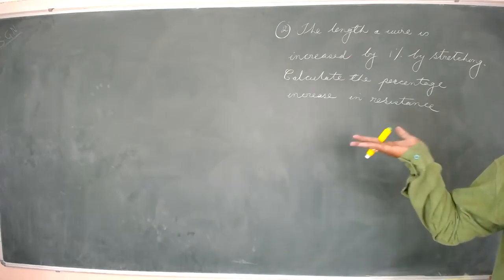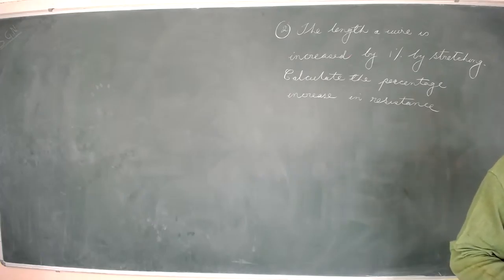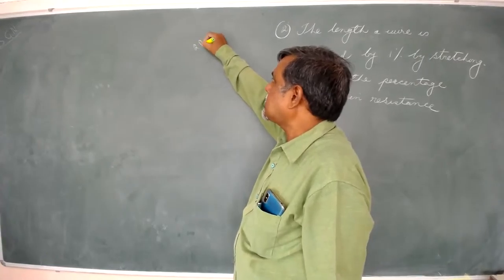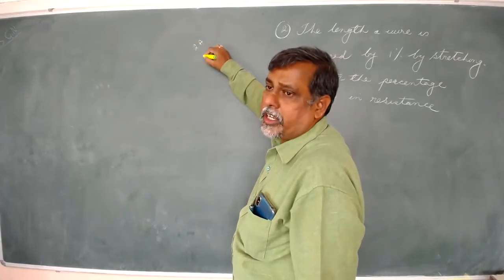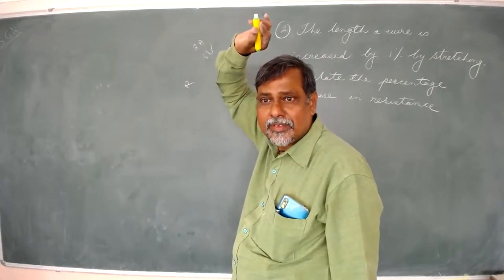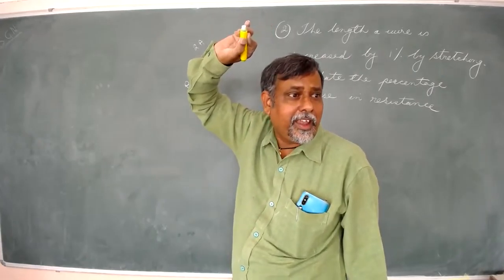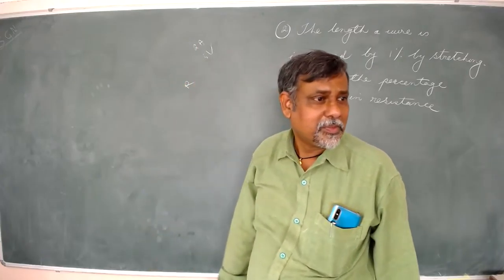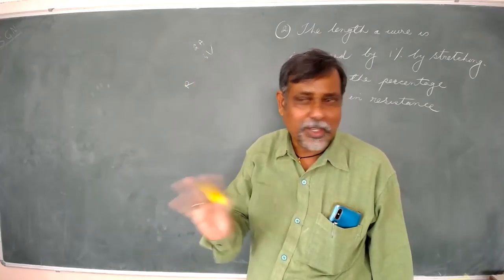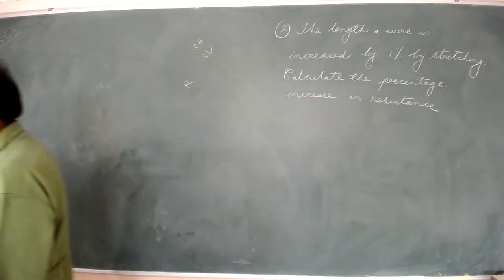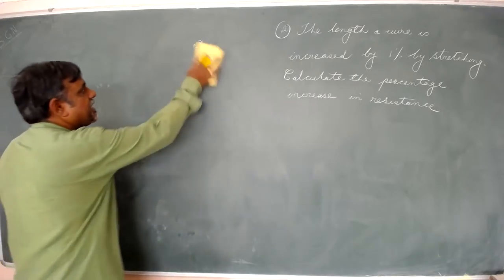This is called applicable. Okay, in a conductor, 2 amperes of current is passing, and the potential is 5 volt. What is the resistance? This type of problems you never come across. Understood? This is applicable. Got it? Okay, see here.